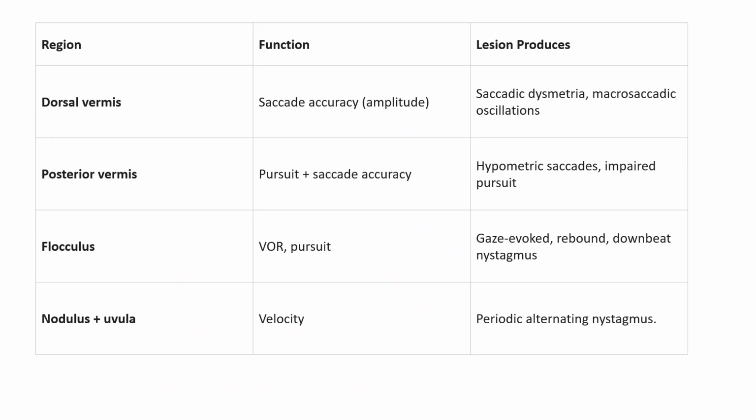So, coming to the region, the function, and the lesion that it produces. Dorsal vermis, the function is saccade accuracy and amplitude. The lesion will cause saccadic dysmetria, macrosaccadic oscillations. Posterior vermis, the function is pursuit and saccade accuracy. The lesion produces hypometric saccades and impaired pursuit. The region flocculus, the function is vestibulo-ocular reflex and pursuit movements. The lesion will produce gaze-evoked nystagmus, rebound nystagmus, downbeat nystagmus. Nodulus and uvula, the function is to control velocity. The lesion will produce periodic alternating nystagmus.